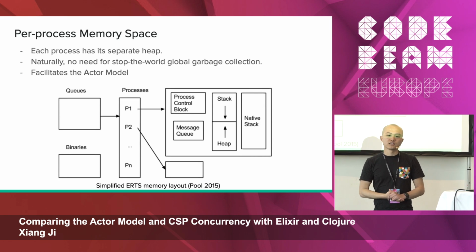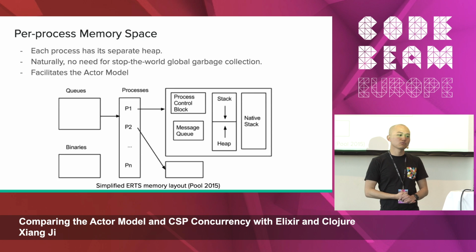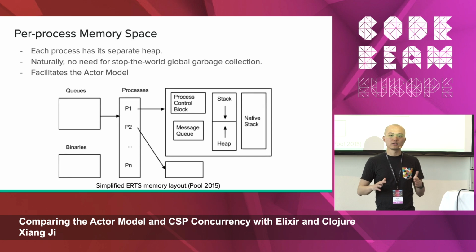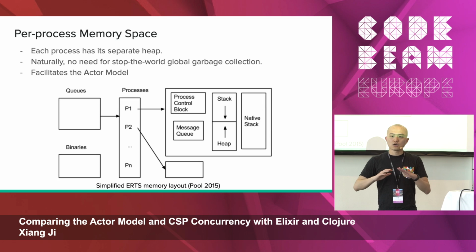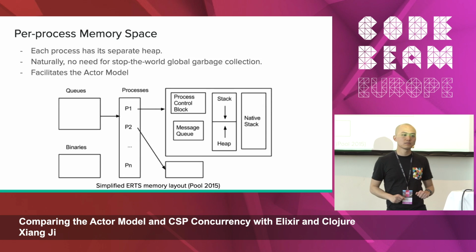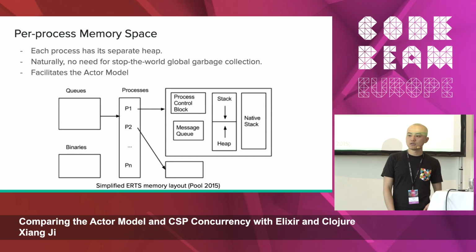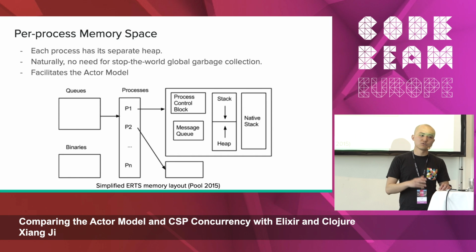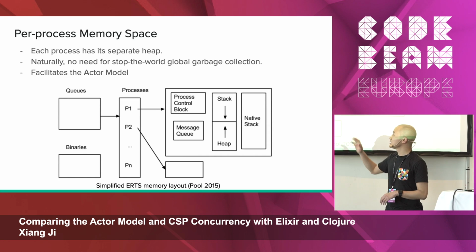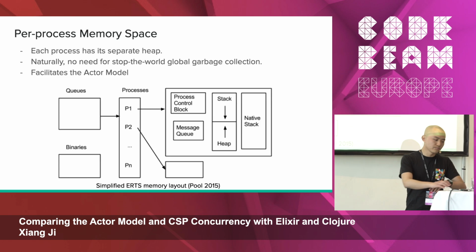And this is very different to the JVM, as we're going to see, because the JVM will do a global garbage collection, and it will sometimes lead to a halt in all the threads. But this will never happen in the BEAM, because every process is very lightweight and the memory space is very small. It facilitates the actor model, which I'm going to go into later.